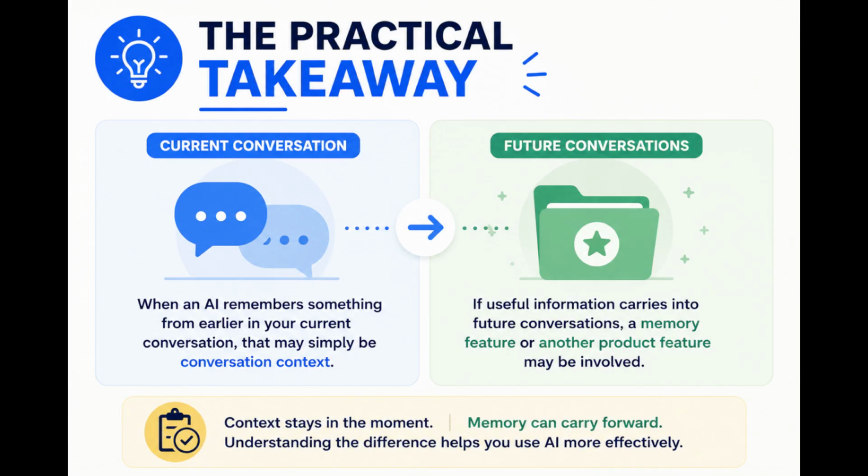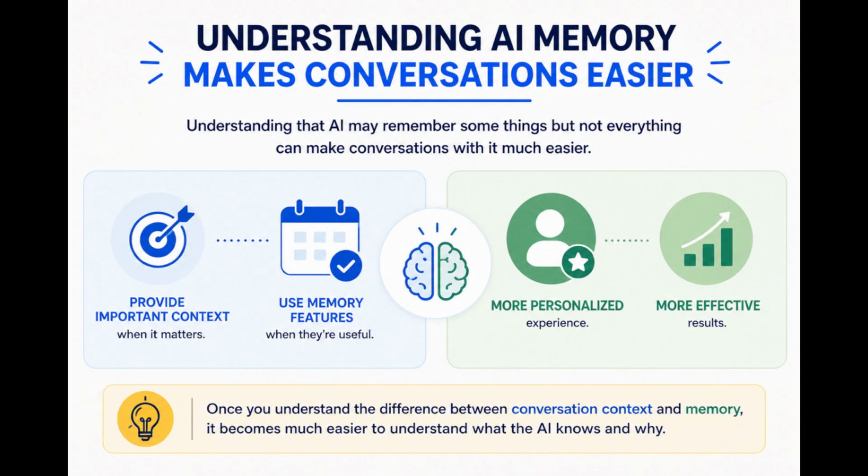So here's the practical takeaway. When an AI remembers something from earlier in your current conversation, that may simply be conversation context. If useful information carries into future conversations, a memory feature or another product feature may be involved. Understanding that AI may remember some things, but not everything, can make conversations with it much easier. Providing important context when it matters, while taking advantage of memory features when they're useful, can help create a more personalized and effective experience. Once you understand the difference between conversation context and memory, it becomes much easier to understand what the AI knows and why.